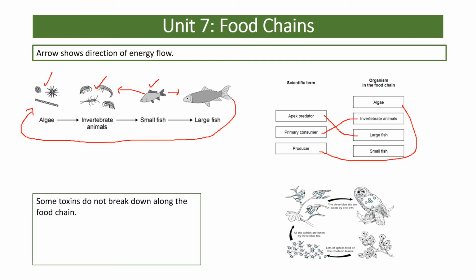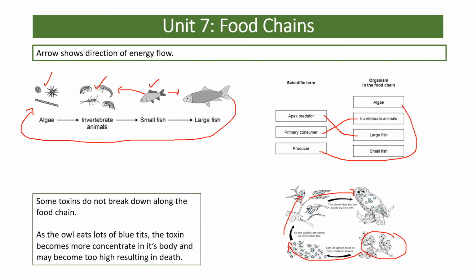So here we've got insects, which maybe we sprayed these bushes with pesticides. The aphids feeding on them don't actually die, some of them survive. They get eaten by the smaller birds, the blue tits in this case. They don't die, but then when all three blue tits are eaten by the owl, the poison builds up, it accumulates, and it might be enough to poison the owl, or in this case, it might build up and affect the eggs of the owl so the offspring don't survive.